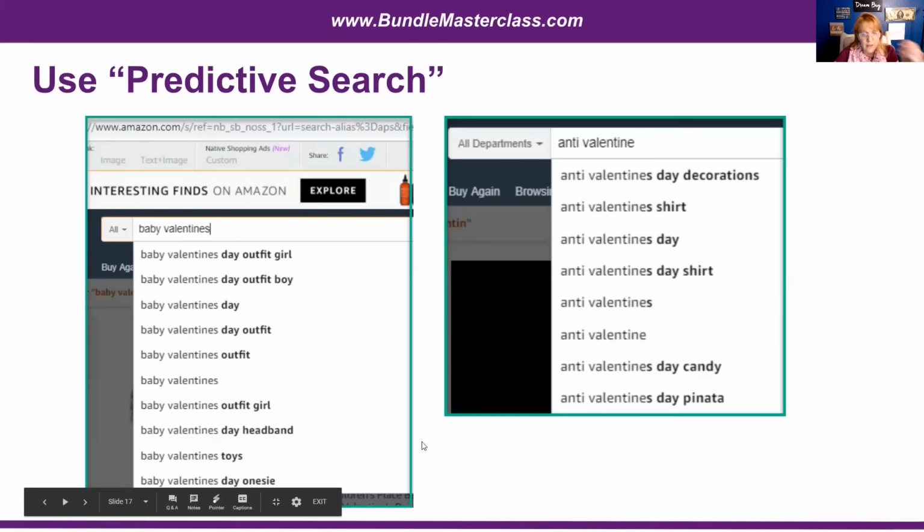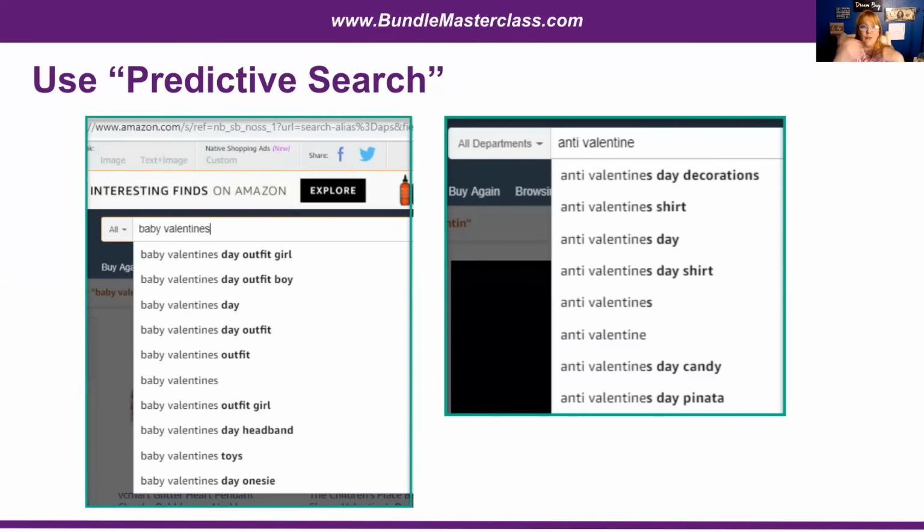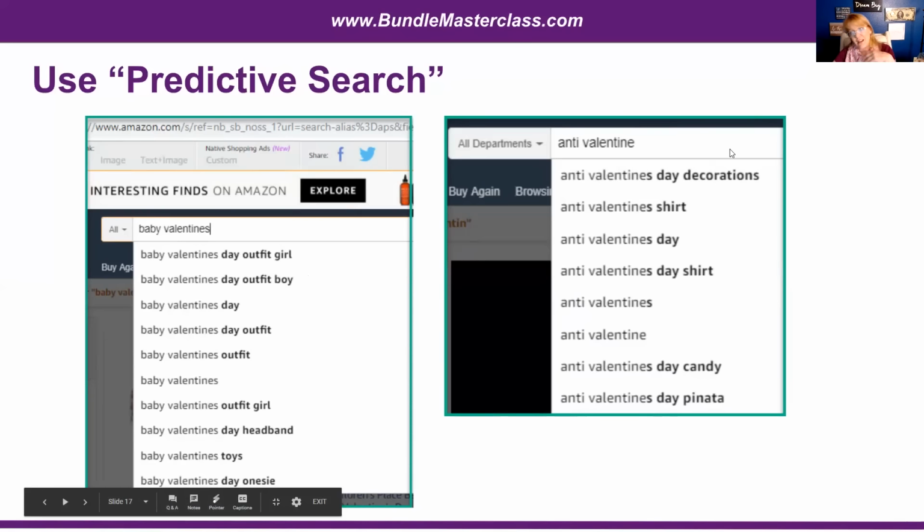These two, baby Valentine's toys. Okay, baby Valentine's Day onesie. You could put a onesie together with a cute little bandana with a little red bow on it. What are they called? They have these little bands that little girls wear on their heads, right? You put a couple of those things and some booties with the onesies and a bib. There's your bundle.